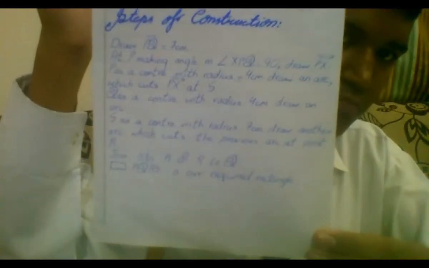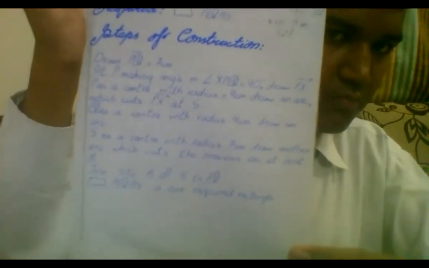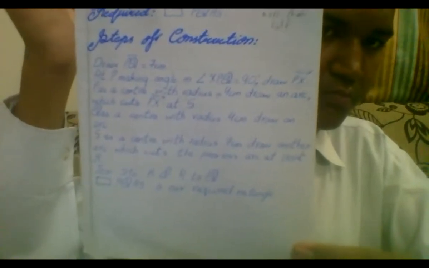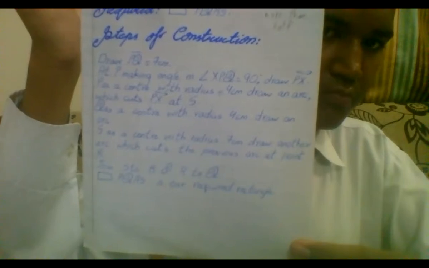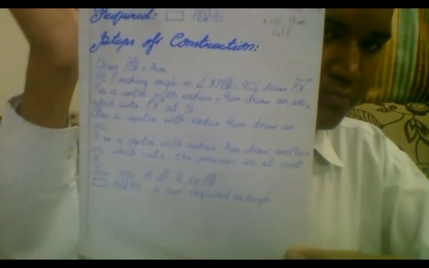Now, S as a center with radius 7 centimeter, draw an arc which cuts the previous arc at R. Very good. Now join S to R and R to Q. Perfect. So PQRS is our required rectangle. Very good. Next is Ramla.